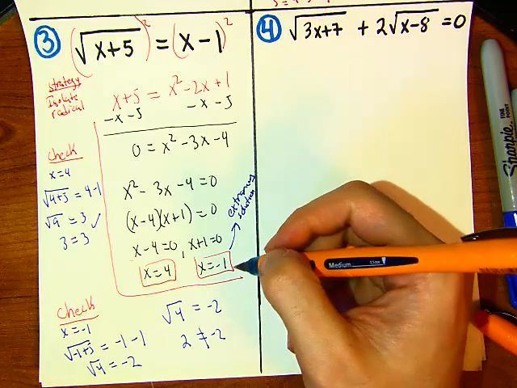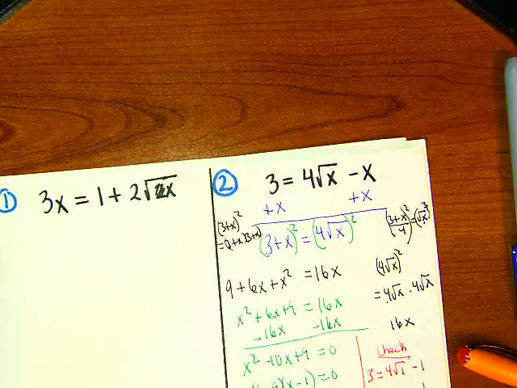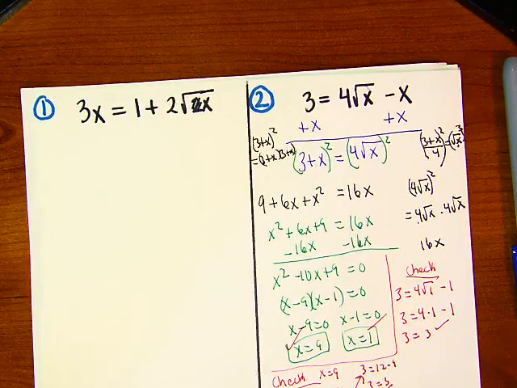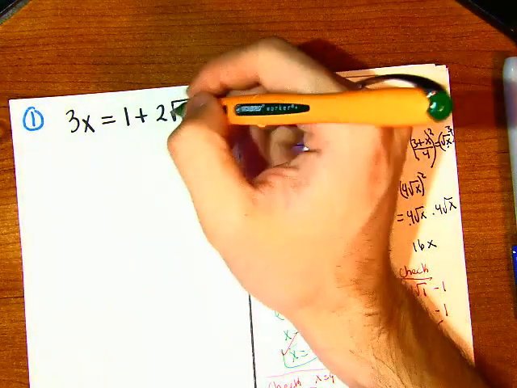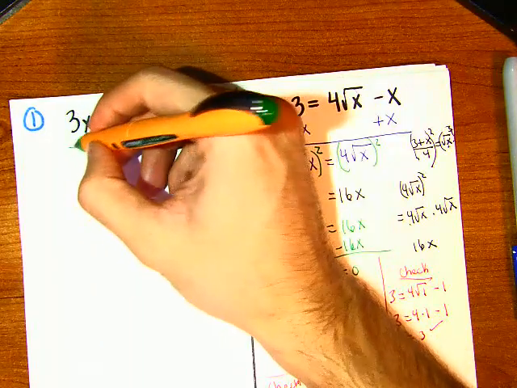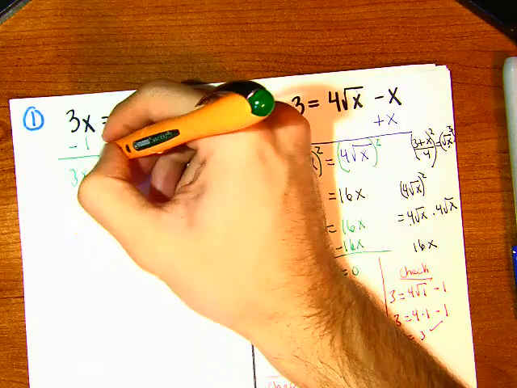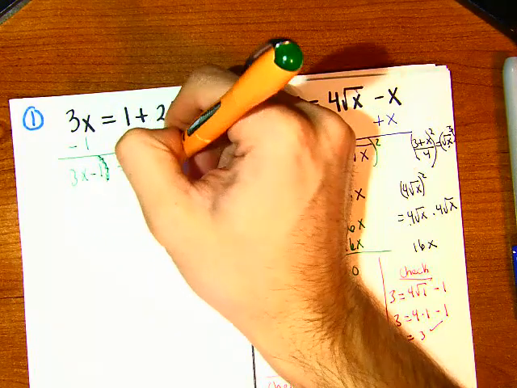Okie dokie. Alright, what about the next one? Number 1, the first question. For some reason they gave the more difficult question over here. So here, what happens? Here, we want to isolate the radical. So here we're going to do minus 1, minus 1. So now you have 3x minus 1 is equal to 2 square root of x.